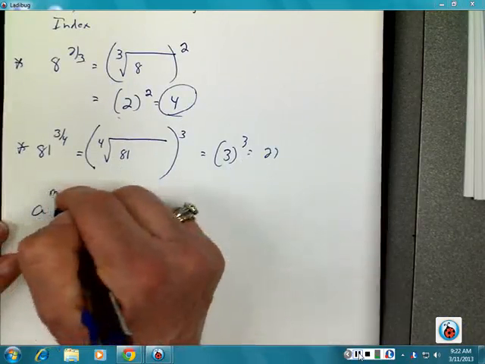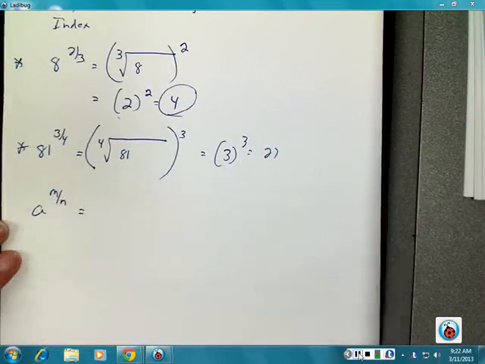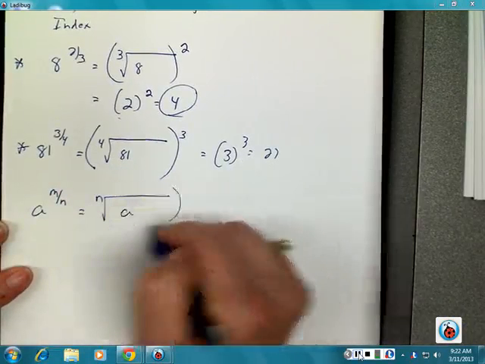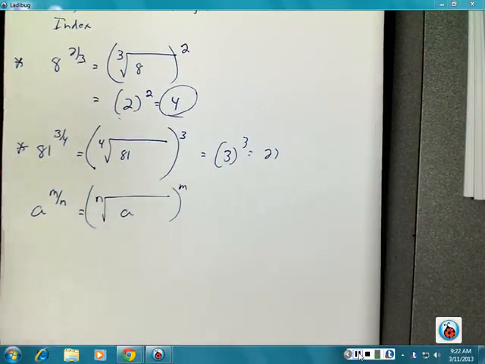a to the m over n, and all you can do with this one is just simply write it back into its format and put an m out in front of it. You can't do anything else with it, and you just write it into that location or into that spot.